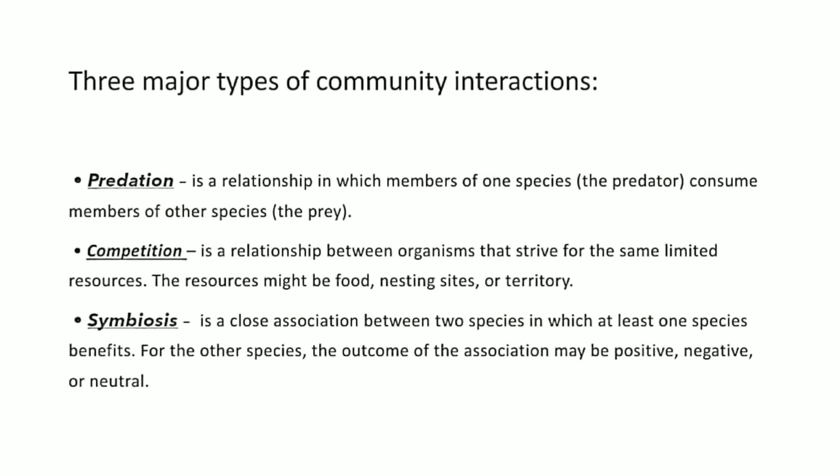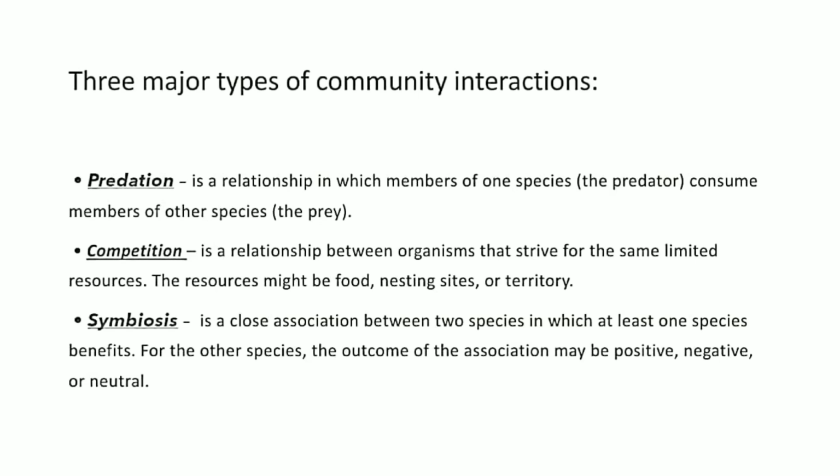There are three major types of community interactions. Number one is predation. Predation is a relationship in which members of one species, the predator, consume members of other species, the prey. Competition is a relationship between organisms that strive for the same limited resources. The resources might be food, nesting sites, or territory.